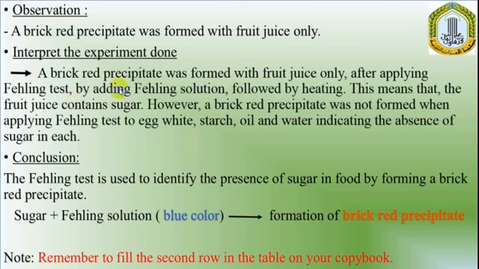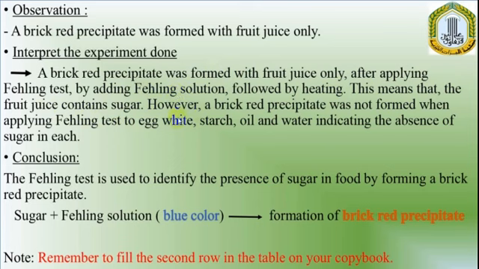A brick red precipitate was formed with fruit juice only after applying Fehling test by adding Fehling solution, which is the reagent, followed by heating, and you have to pay attention that it's very important to state that heating is applied in this case, I mean in case of Fehling test. And here comes our significance. This means that the fruit juice contains sugar.